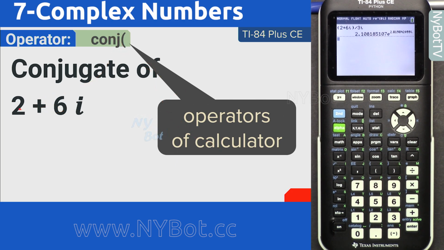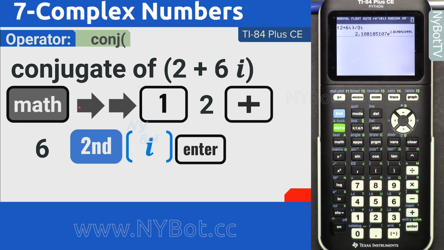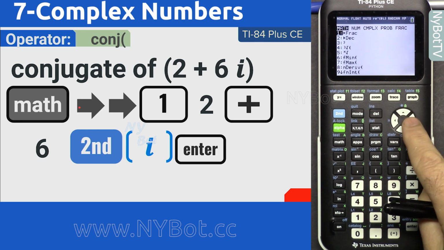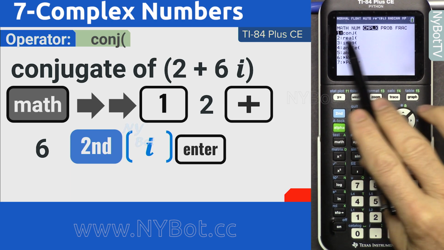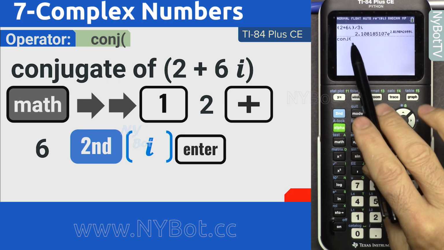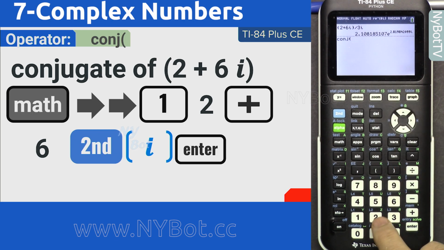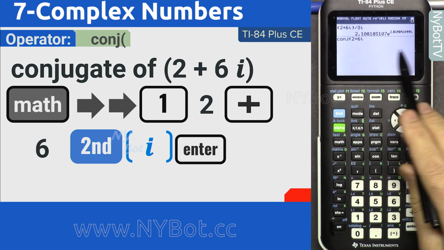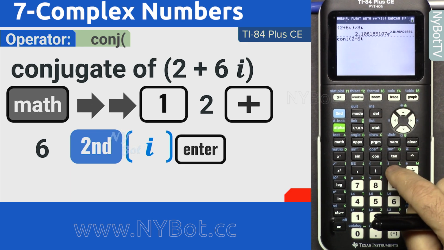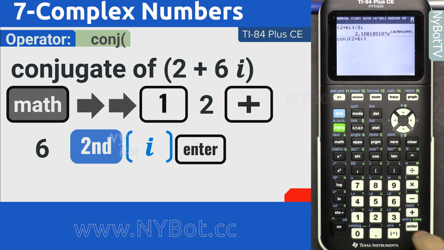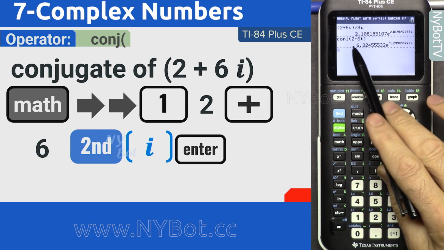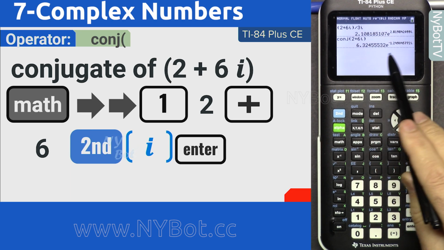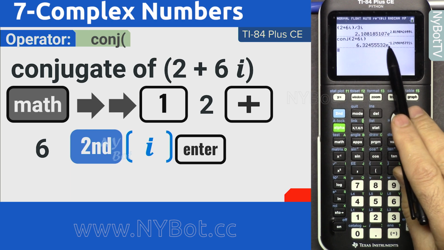Let's say you want to find the conjugate of 2 plus 6i. So we press math once, twice, and then conjugate 1. It's opened, 2 plus 6, and then second function i. If you need to do some other operations, you need to close it. Otherwise, without closing, it will work. If I press enter, the conjugate of the value is here represented with minus at the angle.